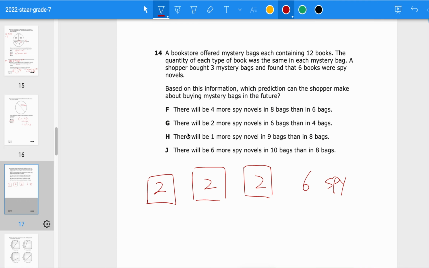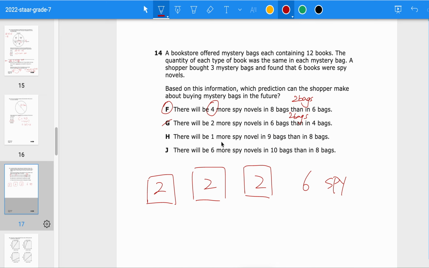So let's just read the answers. There will be 2 more spy novels in 6 bags than in 4 bags. So we know there are 2 spy novels in each bag. And if we read, there will be 4 more spy novels in 8 bags than 6 bags. So 8 bags and 6 bags, there are 2 bags more. And if each bag has 2 spy novels, there will be 4 more spy novels, right? So F is correct. You can read the next one. G, 2 more spy novels in 6 bags than in 4 bags. No, we know there are 2 bags more. It should be 4 bags. So G is not.